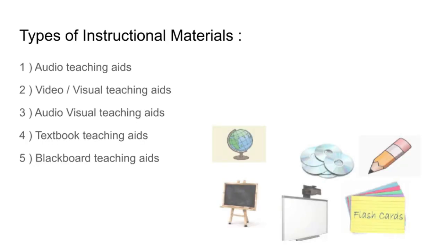Here we will see the types of instructional materials. Number 1 is audio teaching aids. Second, video or visual teaching aids. Third, audio visual teaching aids. Fourth one, textbook teaching aid. Last but not least, blackboard teaching aids.